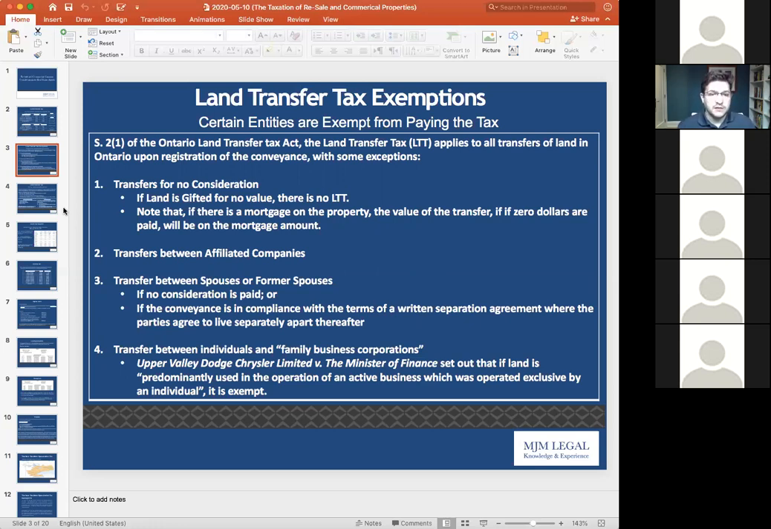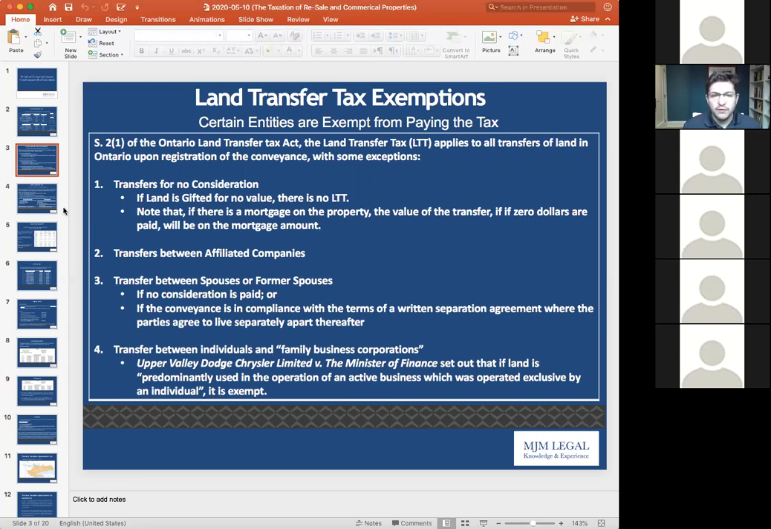This is not true of land transfer tax. Land transfer tax allows you to put down $0 if you actually have not paid consideration. And so if I were to transfer land to you for $0, yes, I would have to pay capital gains on it, but if it's a true gift, I would not have to pay land transfer tax.